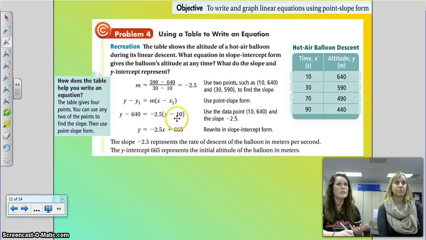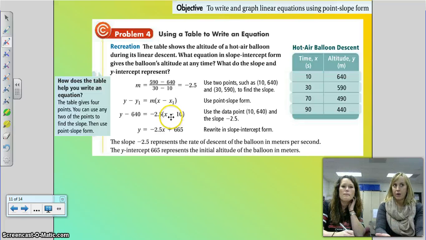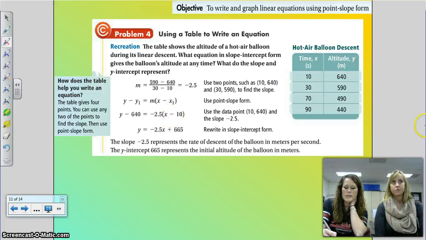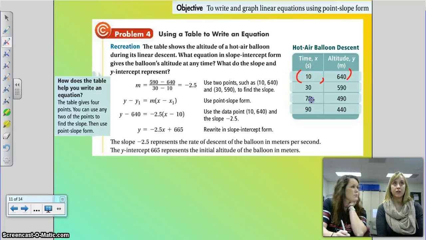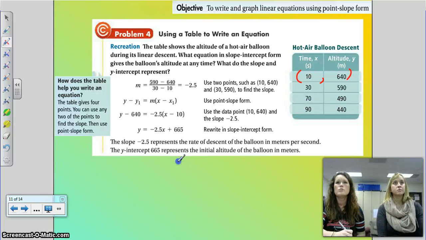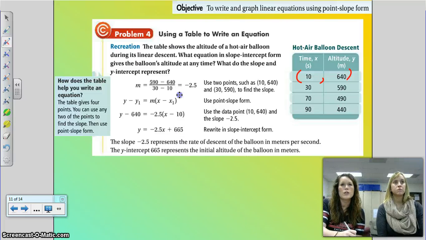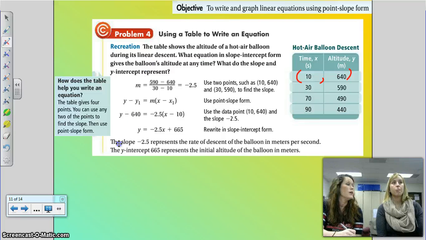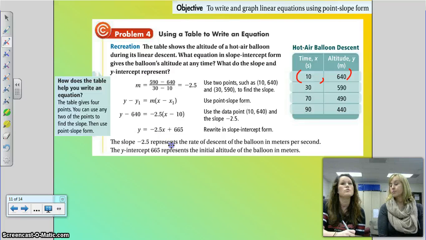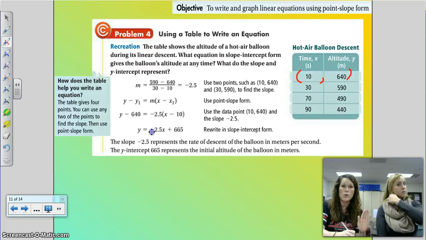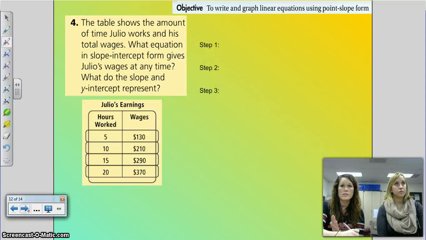So now, using a table to write an equation. Again, find your points. A table is still ordered pairs. It's still very similar to what we've been doing. This right here would look like this. So there's 10, a point, 6, 40. So they've done it for us here. You can see what they did here is they took it into slope-intercept form. So let's show you how to get from point-slope to slope-intercept from this table.